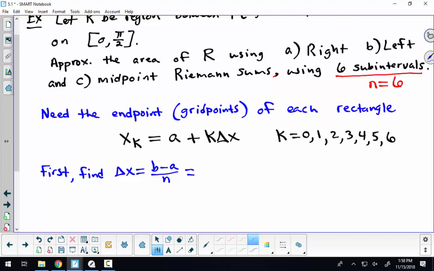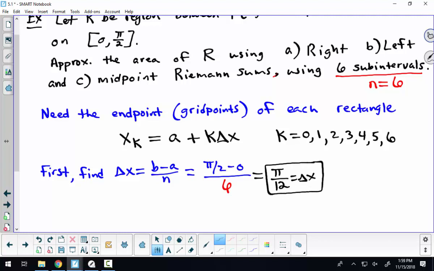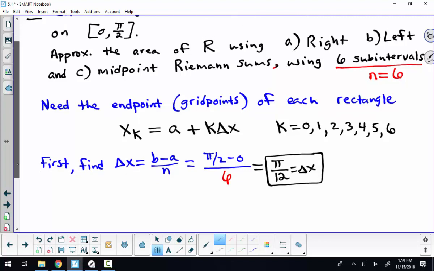Okay, so the interval that we're given is a and b. So that's pi over 2 minus 0 divided by the number of subintervals, which is 6. Yeah, pi over 12. So we've got our delta x. That's going to enable us to find the endpoints here for these rectangles.